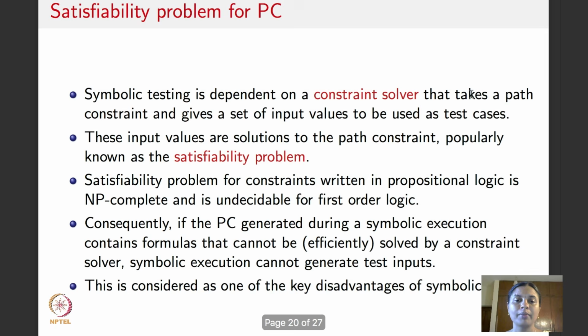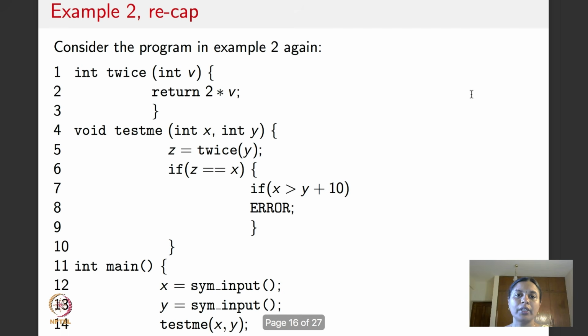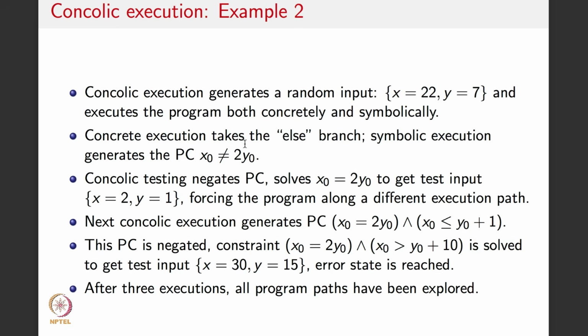Go back to the code of the program. For this concrete input, will this condition pass? It will not pass. So this condition will fail, which means the second if statement will not be evaluated. The concrete execution on this input will make the program take the else branch. Symbolic execution will record that the program took the else branch because x naught is not equal to 2y naught.